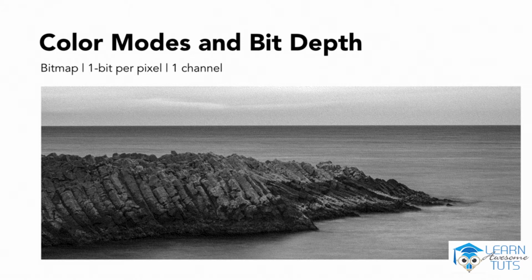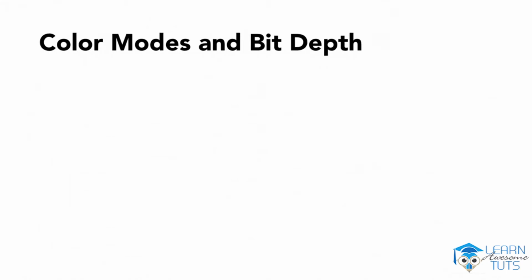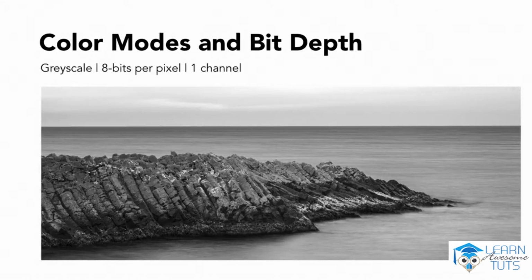It can only display 2 possible values, black or white, and as a result, bitmap images are not very common when working with photographs. Now, if we increase the bit depth to 8, then our images can contain 256 possible tonal or color values. There are 3 common types of files that are all considered to be 8-bit, but have very important differences based on the values that they contain and the number of channels.